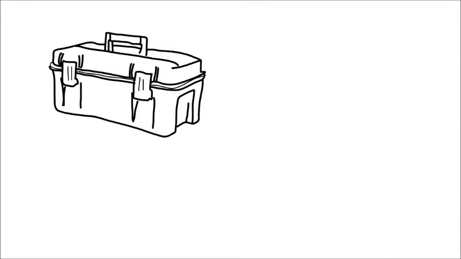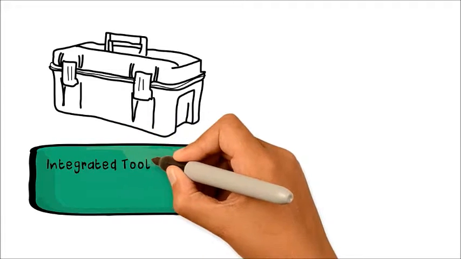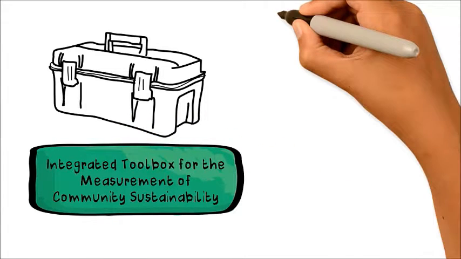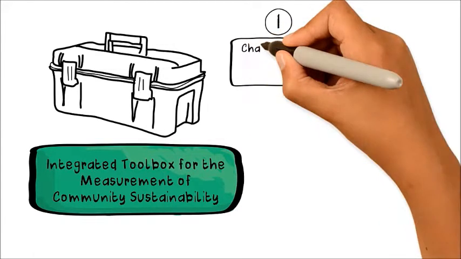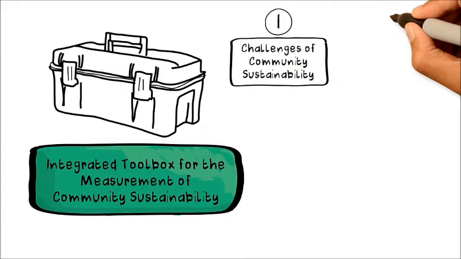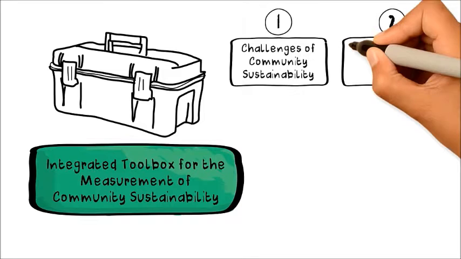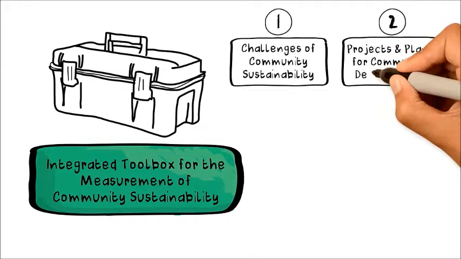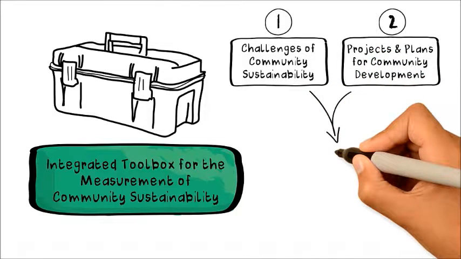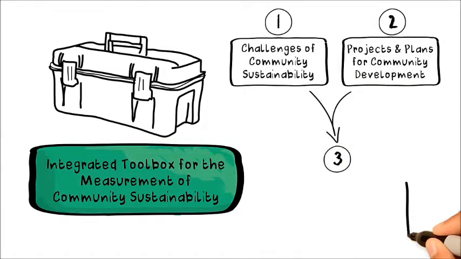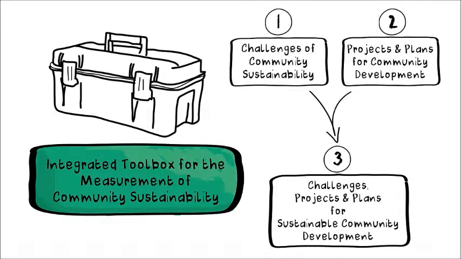Please allow me to explain how the proposed toolbox works. The application of the toolbox follows three basic steps. Step 1 establishes and plots the challenges faced by the community in achieving community sustainability. Step 2 evaluates and plots projects and plans offered by the local municipality for community development. Step 3 combines the results of the previous two steps and plots both the challenges as well as the projects and plans in order to assess sustainable community development.